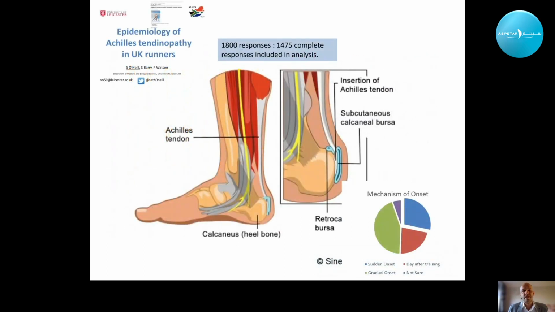Now, the other area just to realise with this is that we're going to see two different zones of tendinopathy when we talk about the Achilles. We see the mid portion, and around 70% of the tendinopathic presentations will be mid portion.